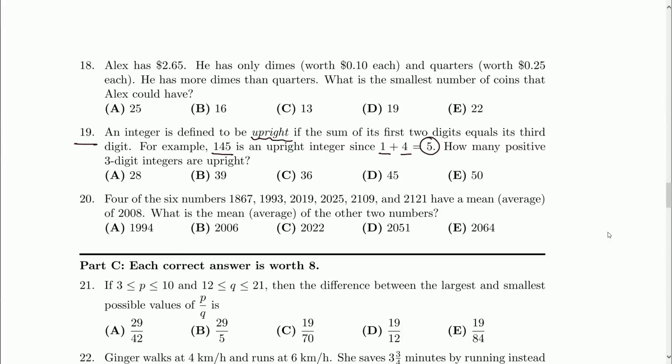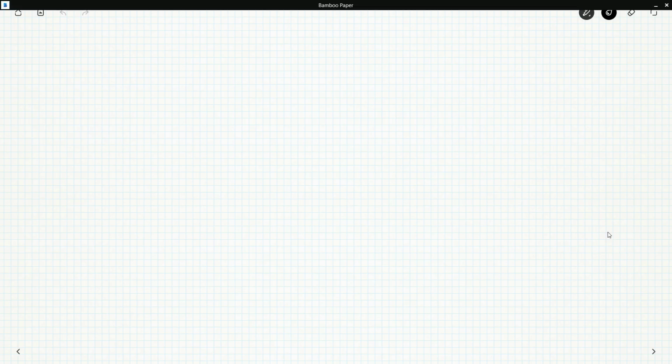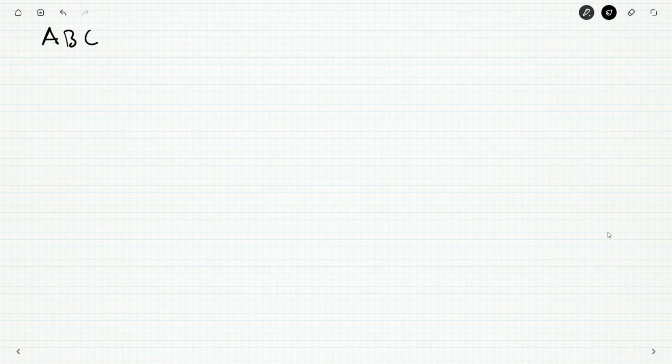Okay, so we're specifically talking about three-digit numbers. So I might say, well, a sort of generic-looking three-digit number looks like A, B, C. If it's three-digit, then really the only thing we can say at this point is A isn't 0. We can definitely say that for certain. Now, if it's upright, we'll need to have A plus B is C.